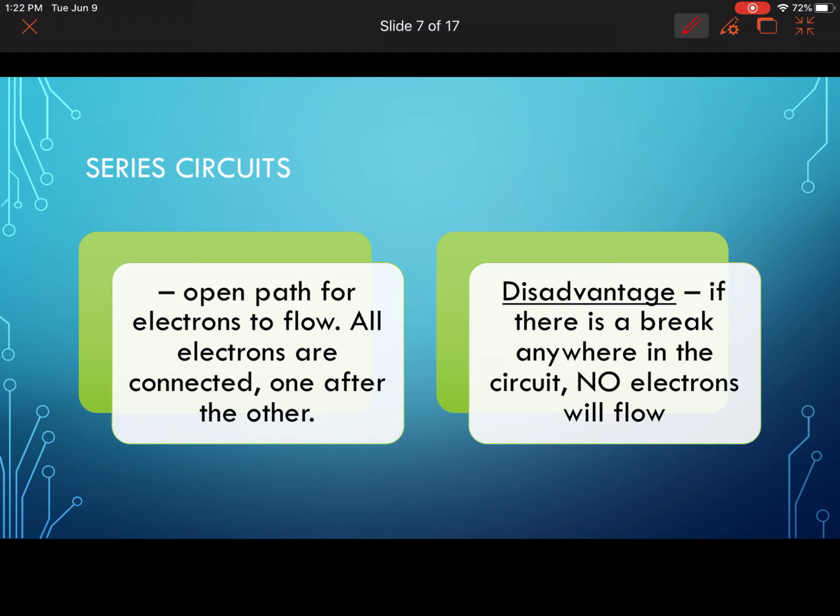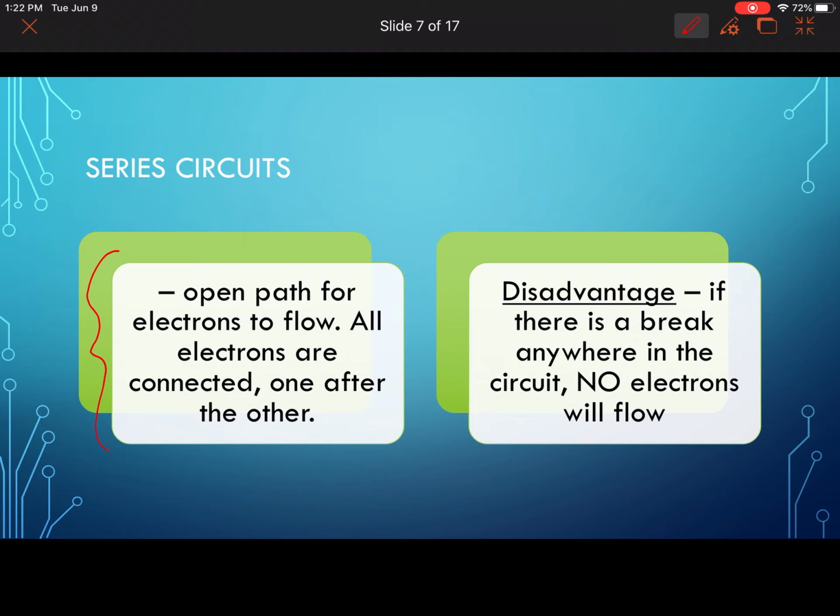Okay, now series circuits. Now there's two different types of circuits. So we've got series and we've got parallel. We're going to look at series first. So right away you can copy down this definition here. So series circuits are an open path for electrons to flow. So all the electrons are connected one after another. So they just follow all exactly on the same path. So there's no choices, they're just one path.